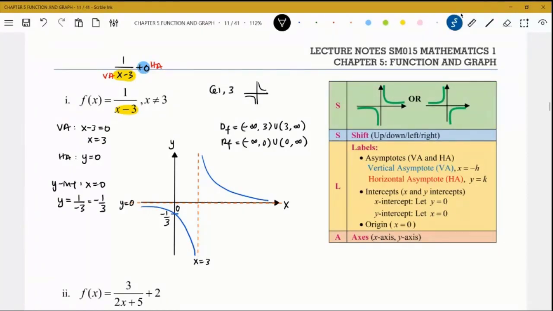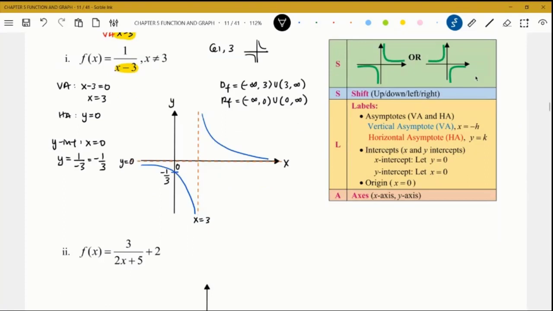Okay, so we go through the second one, which is 3 over 2x plus 5, plus 2. Based on the coefficient of x being positive, and we have no negative outside the fraction, we know the shape is in the first and third quadrants. Based on the denominator, we can find your vertical asymptote, and then here will be your horizontal asymptote.